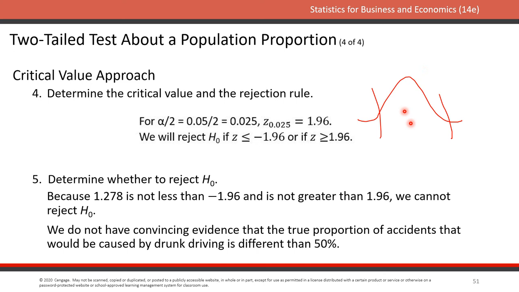So we fail to reject the null hypothesis. And again, this is to say we don't have enough evidence to make this claim at the 95% confidence level.